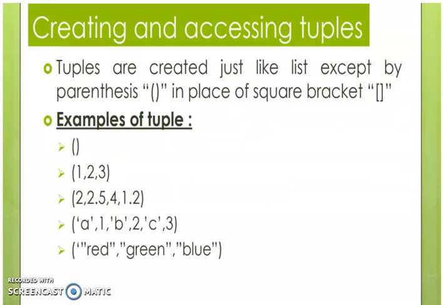Then how to create and access tuples? Tuples are created just like lists except by parentheses. List you have already studied. In a list we are using square brackets, but in a tuple we are using parentheses. Here we have some examples. See here, empty parentheses represent an empty tuple. 1, 2, 3; 2, 2.5, 4, 1.2; 'a', 1, 'b', 2, 'c', 3, all are given. In between single quotes, that means it's a string tuple. It's a mixed tuple, and this one is an example of a string tuple.